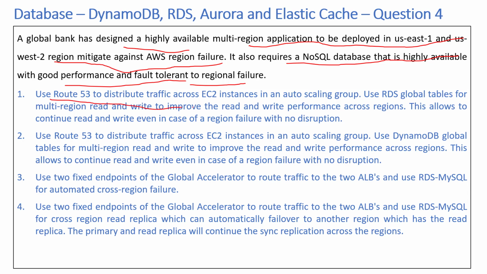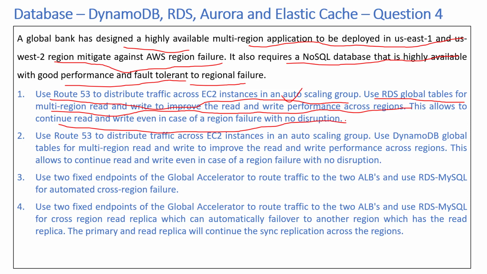Use Route 53 to distribute traffic across an EC2 auto scaling group. Okay, so that takes care of the web app tier. Use RDS global tables for multi-region read and improve the read performance across the regions. This allows to continue read and write in case of regional failure with no disruption. Okay, so this is not the correct option because we are looking at NoSQL, and here it is talking about RDS. So we can rule this out.